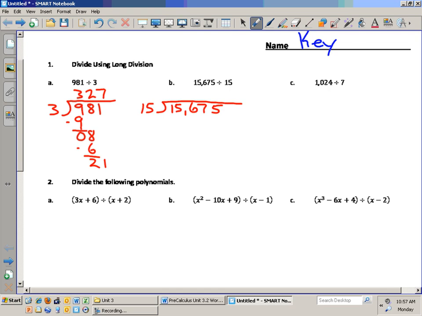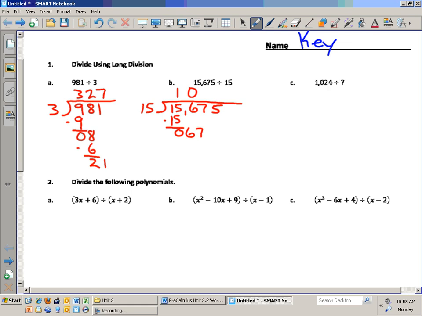And I start by asking, does 15 go into 1? No. Does it go into 15? How many times? So since it goes into 15, I put the 1 over the 5. Goes in there once, I get 15. Subtract, I get 0. I drop my 6. Does 15 go into 6? So what do I do? Put a 0. It went into that 0 times, so I have to do that.